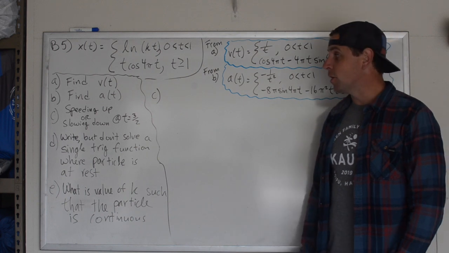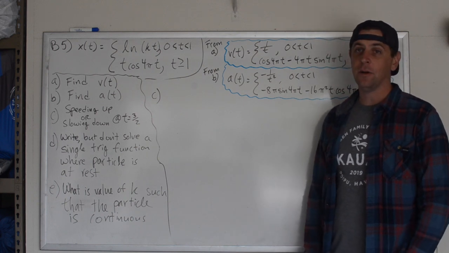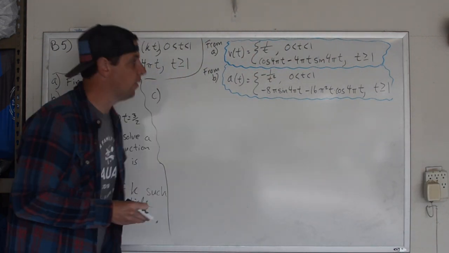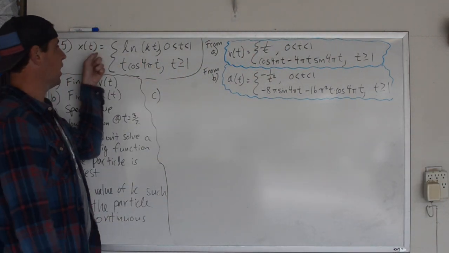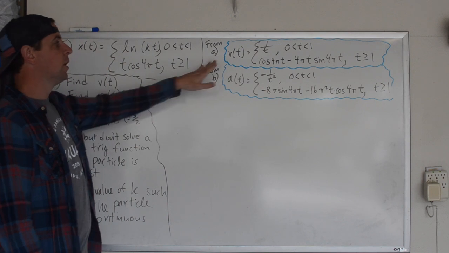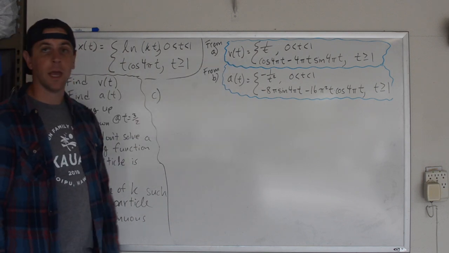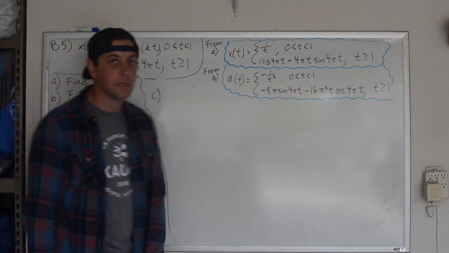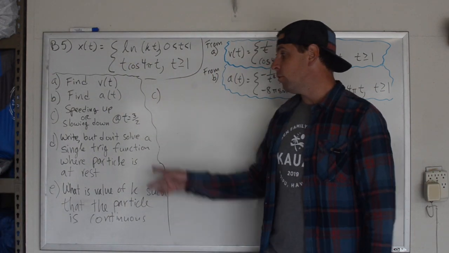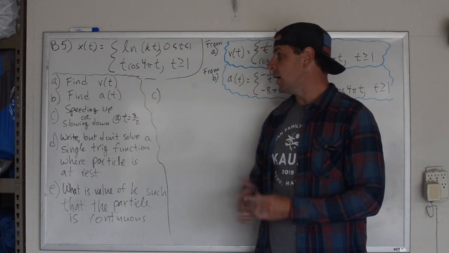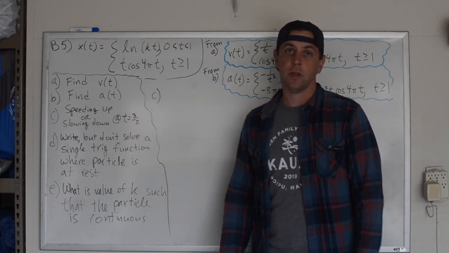Alright, welcome back. Here we go for part C here. So you'll notice what I've done on the whiteboard, just to maybe clarify a little bit or leave it so it's clearly communicated. I have my x of t function, that's the original. From part A, here's my v of t, and from part B, here's my a of t function. On part C, here's what they've asked me. They want to know whether the particle is speeding up or slowing down when t equals 3/2.